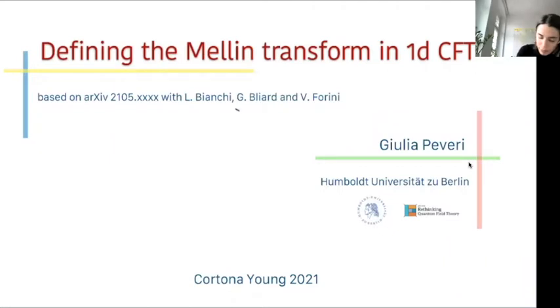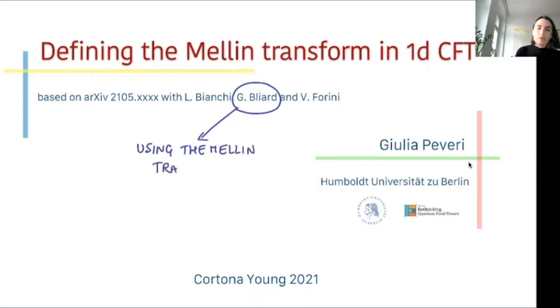If you want to know more about the applications of this formalism, I suggest you look at the video poster by Gabriel, called Using the Mellin transform in one-dimensional CFT, where he is going to present some of the ways to study and to extract CFT data.